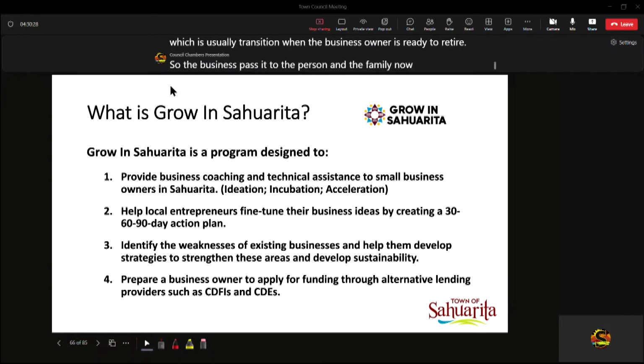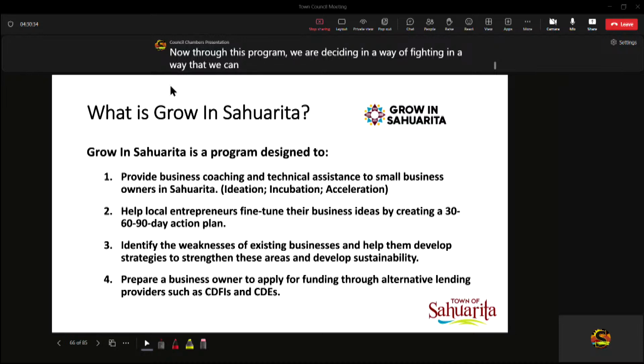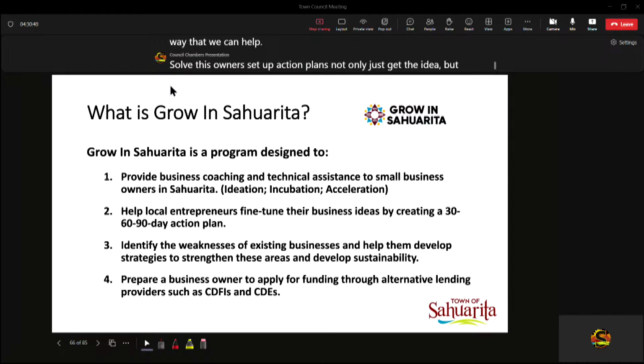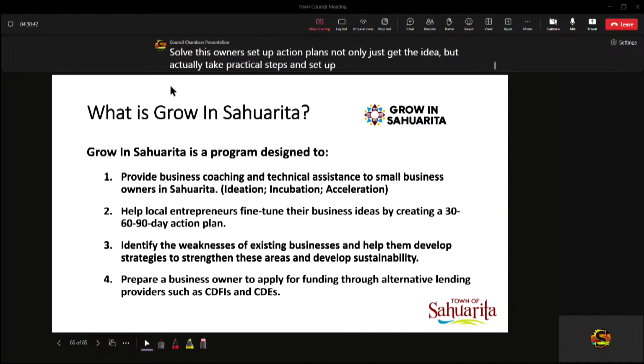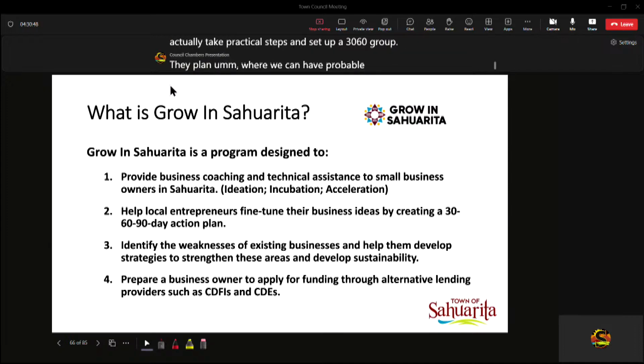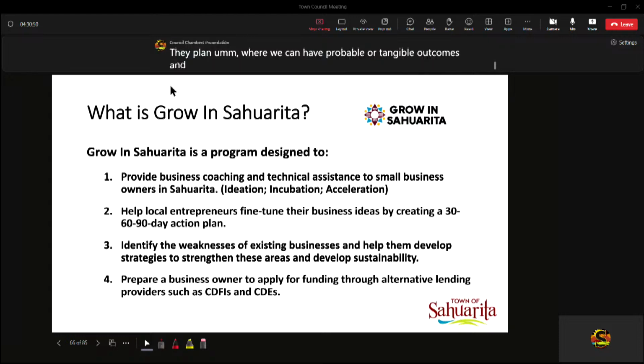Now, through this program, we decided in a way, or fine-tuned it in a way, that we can help small business owners set up action plans, not only just get the idea, but actually take practical steps and set up a 30, 60 day plan where we can have palpable or tangible outcomes, and we're able to track it.